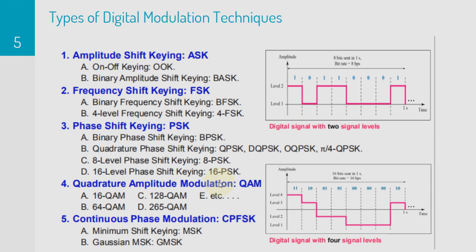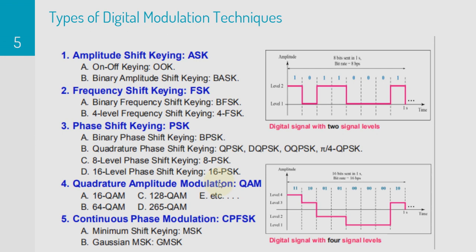There are many forms of phase shift keying, that is binary phase shift keying, quadrature phase shift keying, differential quadrature phase shift keying, pi by 4 quadrature phase shift keying, offset quadrature phase shift keying, 8 levels of PSK, 16 levels of PSK. So depending upon the application, different PSK forms can be built.